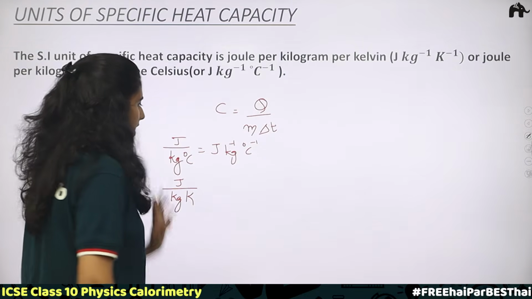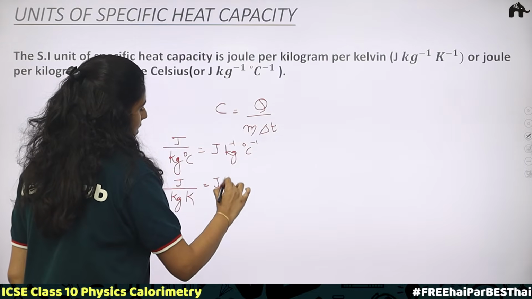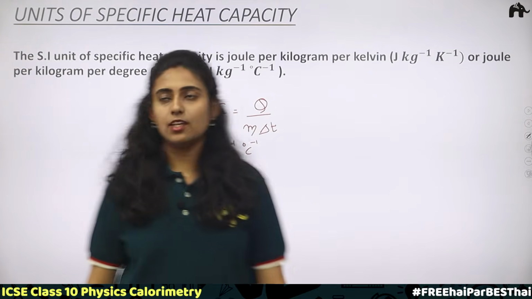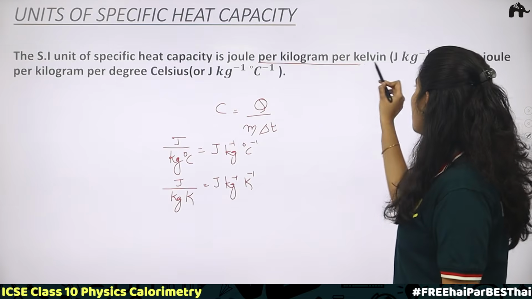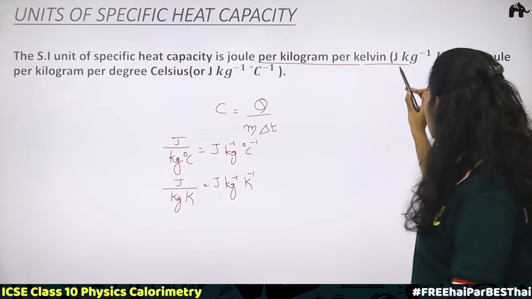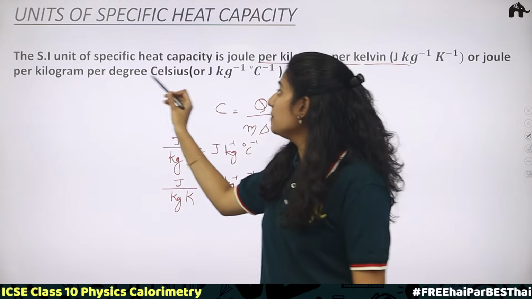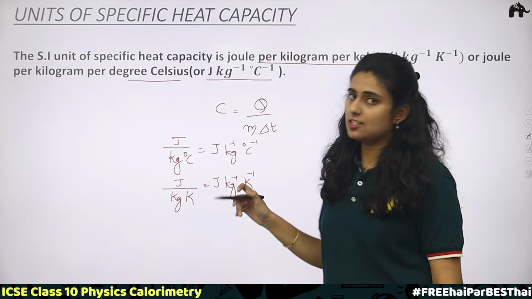If the rise in temperature is in Kelvin, then joule kilogram inverse Kelvin inverse is also a unit. So the SI unit of specific heat capacity is joule per kilogram per Kelvin, which is represented as joule kilogram inverse Kelvin inverse, or joule per kilogram per degree Celsius, joule kilogram inverse degree Celsius inverse.